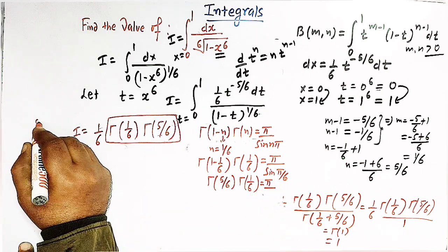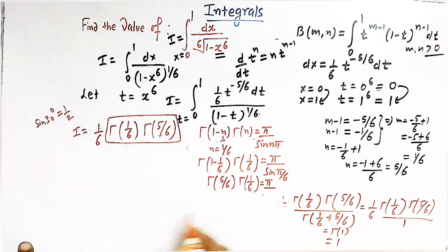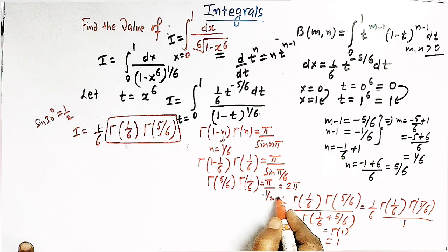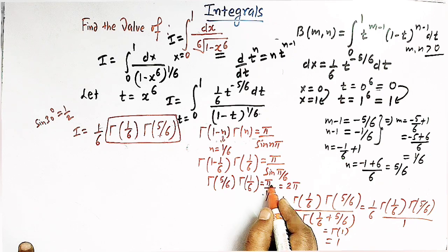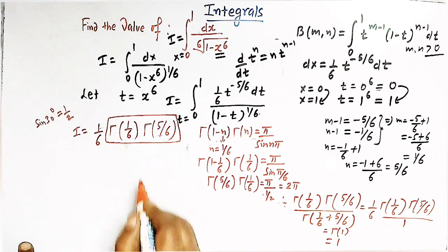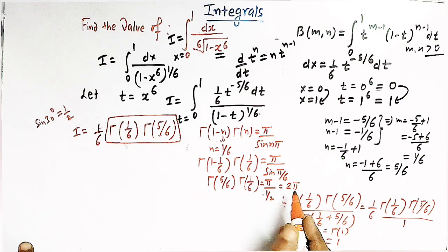Now sine pi by 6 is sine 30 degrees, that is equal to half. So here we have half, so this is equal to 2 pi, taking this 2 to the numerator. So the product of gamma 5 over 6 and gamma 1 over 6 is equal to 2 pi.